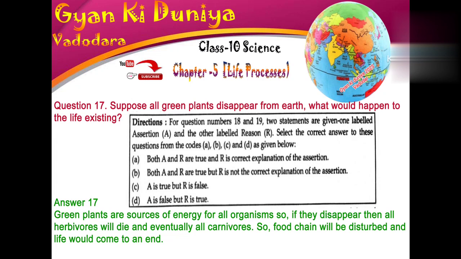Answer number 17. Green plants are the source of energy for all organisms, so if they disappear then all herbivores will die and eventually all carnivores. So the food chain will be disturbed and life would come to an end.